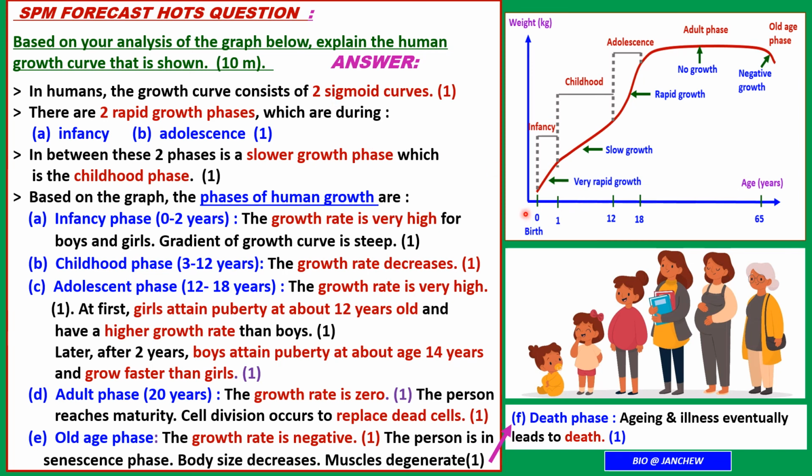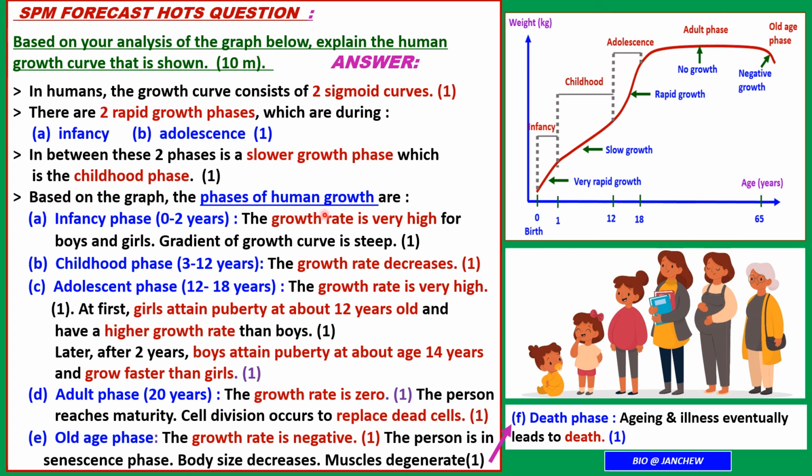So firstly, we can say that in humans, the growth curve consists of 2 sigmoid curves. Now, this is the first one, and then here, the second one. So the first sigmoid curve involves the infancy, and then the second one, the phase of rapid growth is during adolescence, right? So there are two rapid growth phases, which are during infancy and adolescence. And in between these two phases, there's a slower growth phase, which is called the childhood phase. Somewhere between, say, 2 to 10 years before puberty begins, 2 to 12 years.